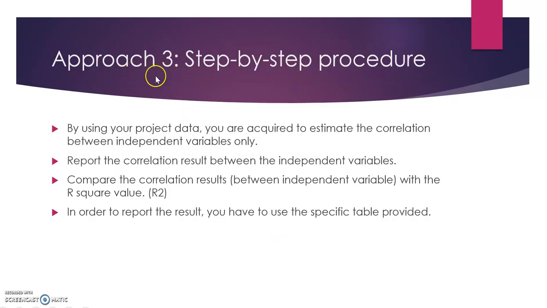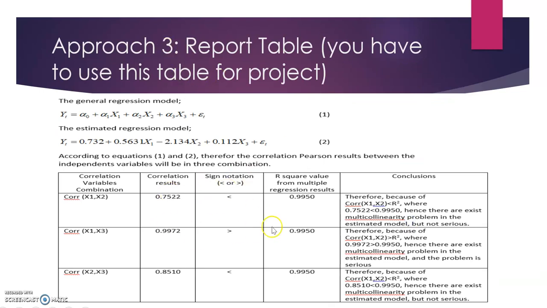Okay, let's discuss approach 3 step by step. By using your project data, you are required to estimate the correlation between the independent variables only. Like I said here, it is only the independent variables x1, x2, x3, x4, no Y. You don't have to put Y in the Pearson correlation. Report the correlation result between the independent variables. Compare the correlation result between the independent variables with the R square value that you gather from the SPSS output. In order to report the result, you have to use the specific table provided. This is the table that you need to use. This is how you have to present your result in your project.